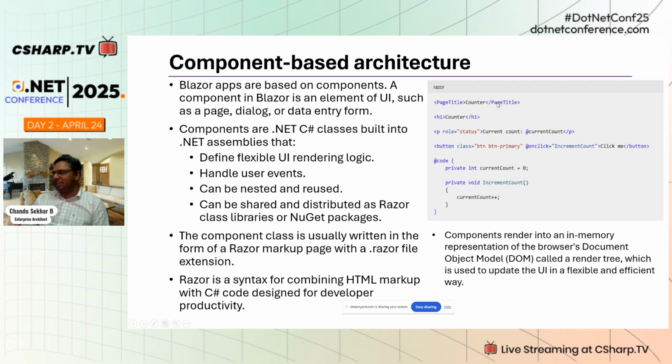See here, on the right hand side, I mentioned the @code block, and then we are writing the methods that can be invoked. Here, IncrementCount is a method that is used on click. This method is being called here. The components render into an in-memory representation of the browser's Document Object Model, the DOM, called a render tree, which is used to update the UI in a flexible and efficient way.